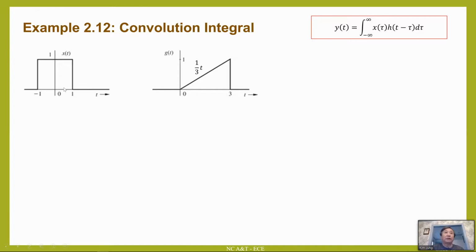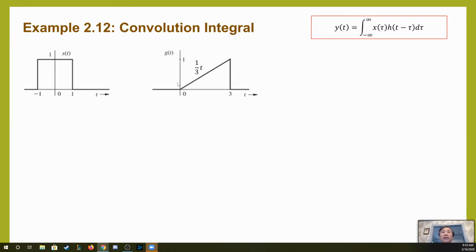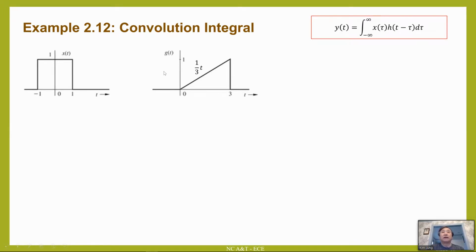So x of t is given as a rectangular pulse from -1 to 1, and g of t is the ramp function from 0 to 3. So the slope is 1/3. You need to select a simple function to flip, and I think the rectangular one is much easier. So this is g of t. We're going to take a convolution between x of t and g of t.